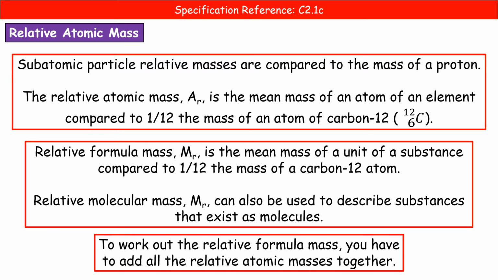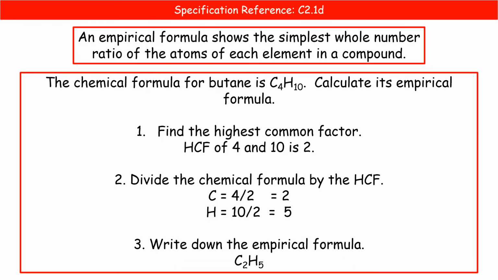So if the formula was H2O, that tells us there are 2 hydrogens, and hydrogen has a relative atomic mass of 1, and there's 1 oxygen, a relative atomic mass of 16. So 2 times 1 is 2, plus 16 gives us 18 as the relative formula mass for 1 molecule of water. The second bit we're going to look at today is the empirical formula.